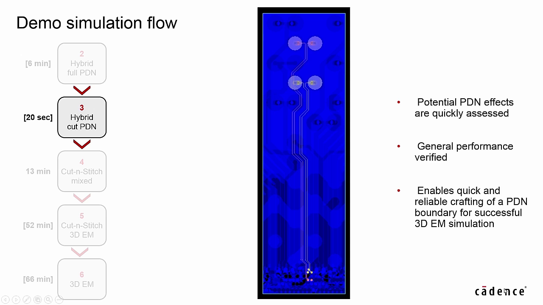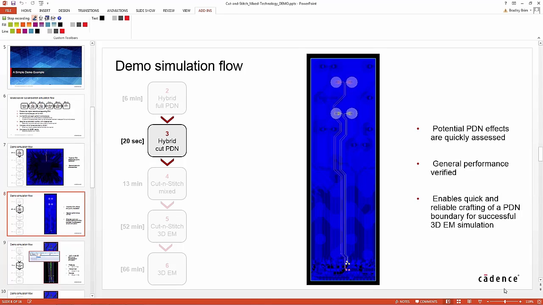Step 3. Quickly cut the design with a rectangular window and launch another hybrid solver simulation. This time the simulation completes in less than 20 seconds. The results compare well and allow me to cut the design further with an arbitrary polygon and quickly test. I have both avoided issues and I get a more efficient 3D simulation.